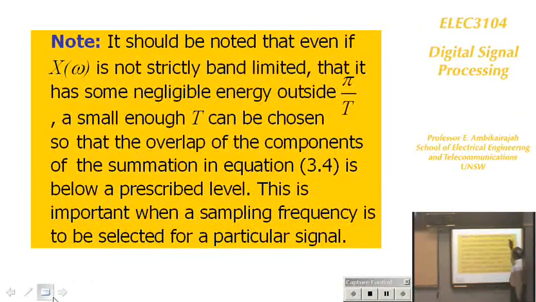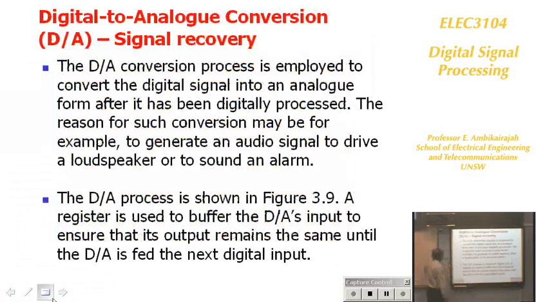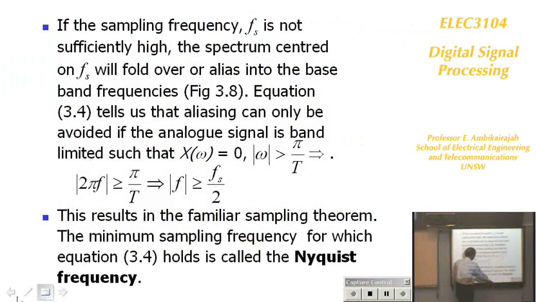It should be noted that even if X(omega) is not strictly band limited, there is some negligible energy outside pi over T, which is equal to Fs over 2. Remember that. There will be overlap in the equation, and this is important when the sampling frequency is to be selected for a particular signal. So you must decide in advance what your sampling frequency is before you go any further.